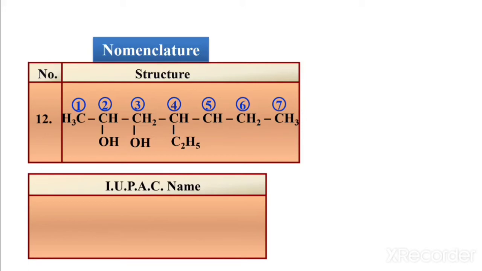Now the name of this compound is, at the 4 number position there is an ethyl group. Therefore the name is 4-ethyl, here 7 carbon, therefore heptane, 4-ethylheptane. And at the 2 and 3 number positions there is a hydroxyl group. It is called a diol. Therefore the name of the compound is 4-ethylheptane-2,3-diol.